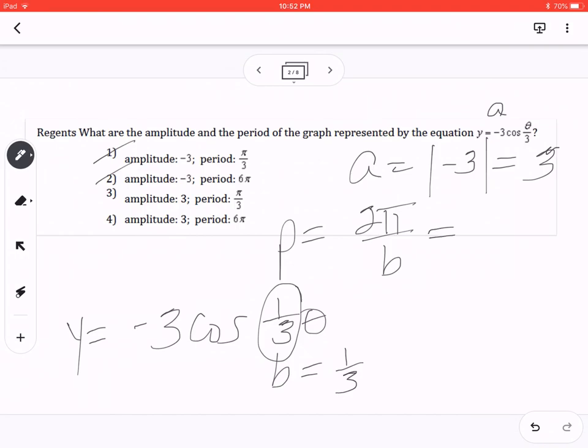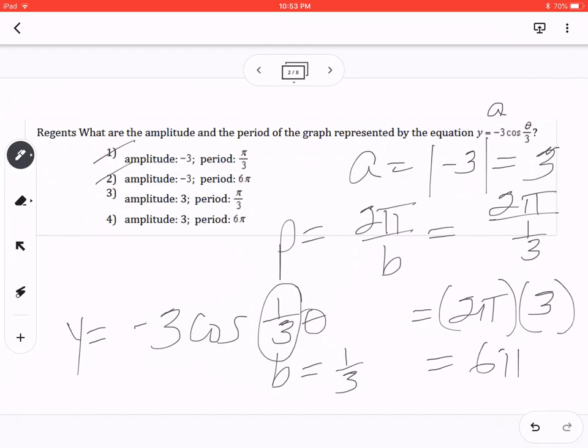So in our formula for period, we're going to take 2 pi and divide by 1/3. You're going to have to do keep, change, flip. Keep the numerator, change to multiplication, and flip 1/3 to be 3/1 or 3, which is the reciprocal, multiplying, making the period 6 pi.